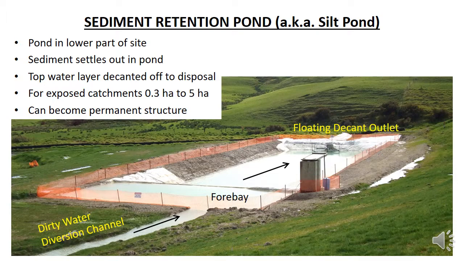As the water flows to the end of the pond, the sediment starts to sink. At the end of the pond are floating pipes, called floating decant outlets, which collect the cleaner surface water and transport it to the disposal into the stream behind the pond.